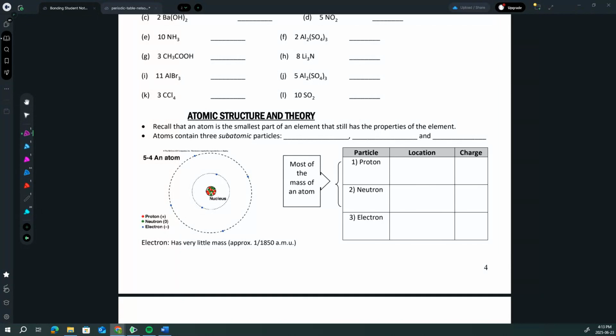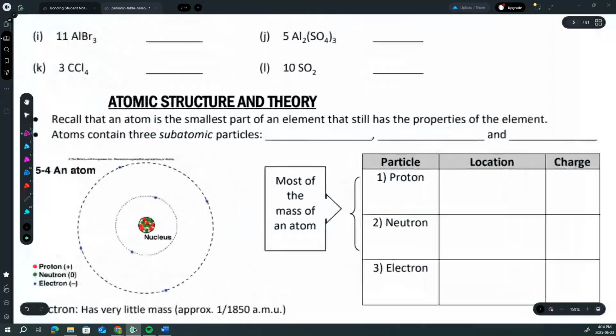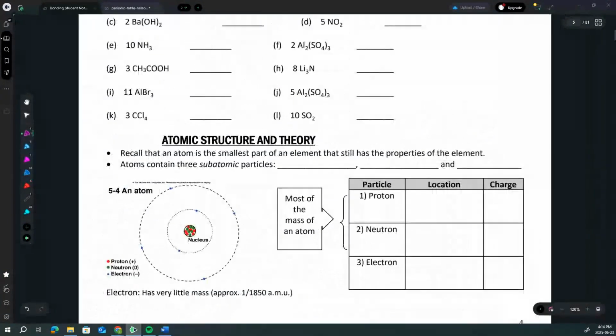Okay, now what exactly is a proton? A proton is part of our subatomic particles that make up atoms. Okay, so atoms contain 3 subatomic particles. So the first one we just talked about, that's protons. Okay, the next one is going to be electrons, and then the last subatomic particle that makes up an atom is going to be a neutron.